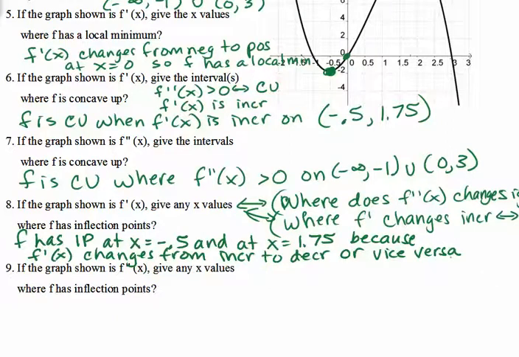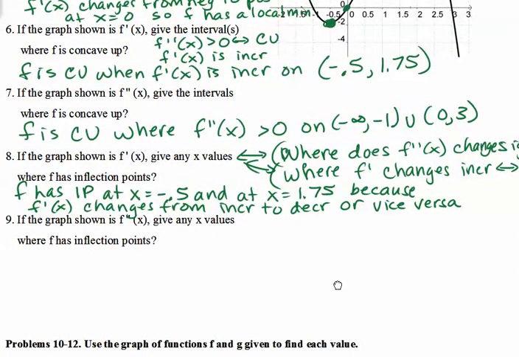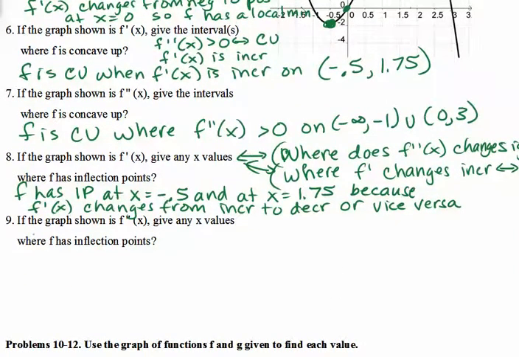Can you say where it has a local max or a local minimum? I guess that would be okay, but the problem is you might have some corners, so you might want to think twice about that. All right, number 9.